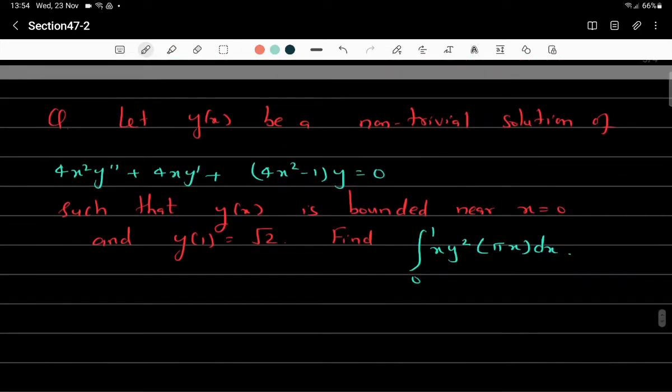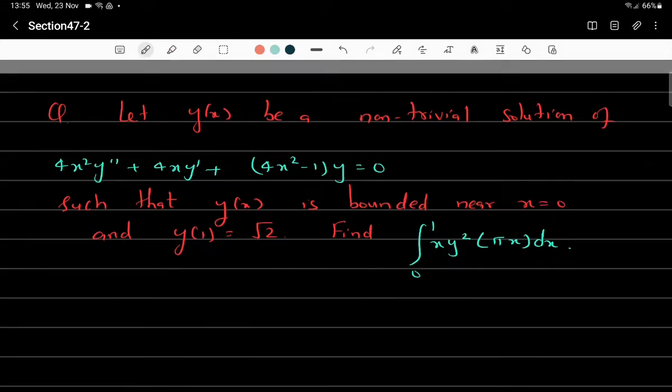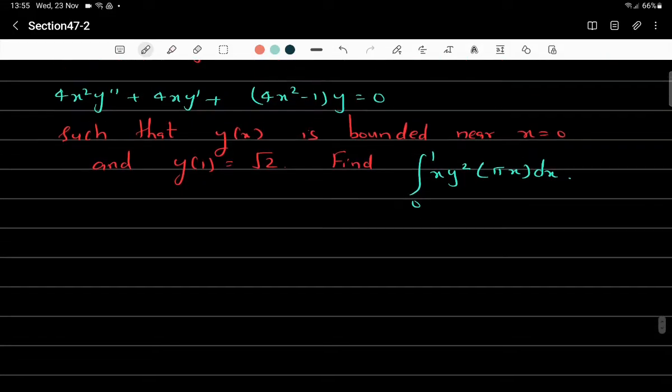Let's try one more question which says that let f(x) be a non-trivial solution of this equation such that y of x is bounded near x equal to 0 and y of 1 is given. We need to find the value of the integral from 0 to 1 of x y square pi x dx. Now, since we are discussing the Bessel functions and Bessel equations, first we need to see whether the given equation is a Bessel equation in some form, can it be transformed to a Bessel equation.